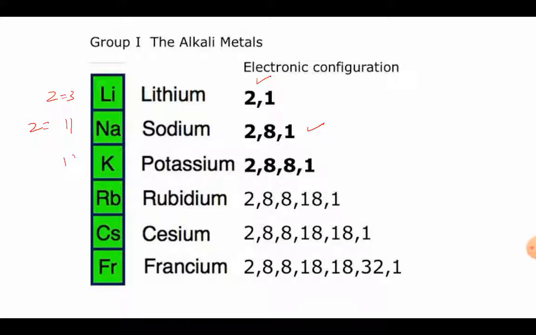Then potassium, it is 19 atomic number. Configuration comes out to be 2 8 8 1. Then rubidium, it is 2 8 8 1 and so on. For its atomic number, we can add all these and we will get its atomic number.